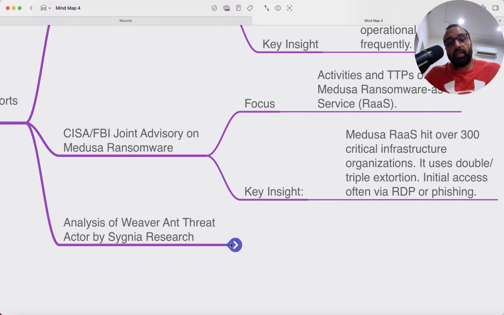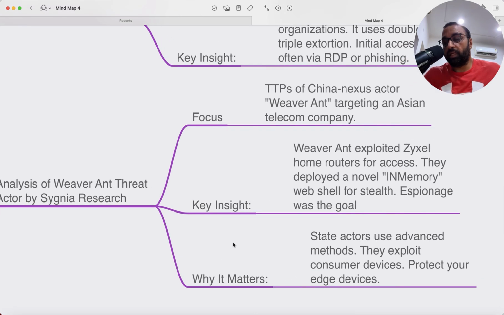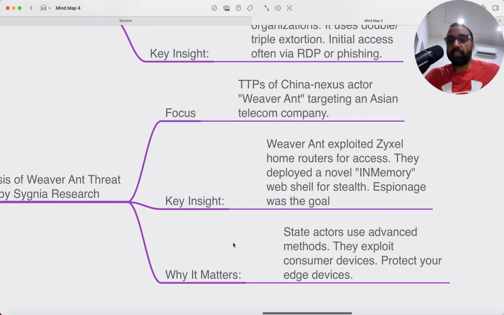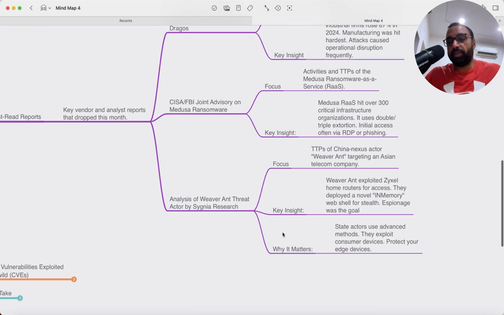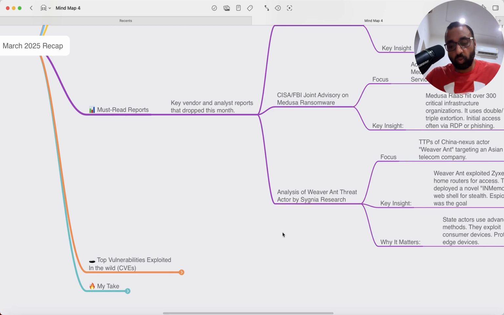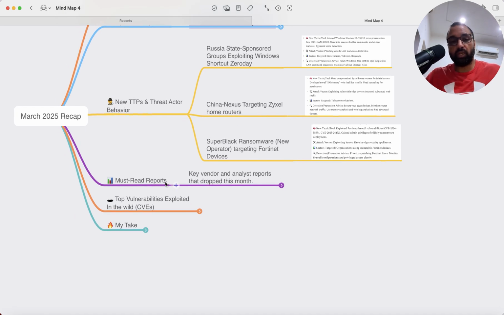And lastly, Sygnia Research published a report on the Weaver Ant threat actor. And this is essentially the same thing that I spoke about. This is the group that's targeting the Zyxel home routers. Okay, so there are groups of companies or groups of people who are targeting. Some of these are state-sponsored, otherwise they have financial gain as the motive in their mind. Make sure you're monitoring everything on your personal devices side as well as your infrastructure.